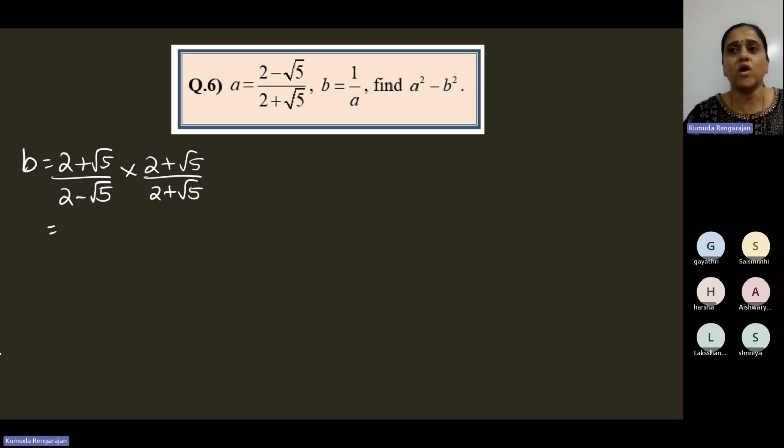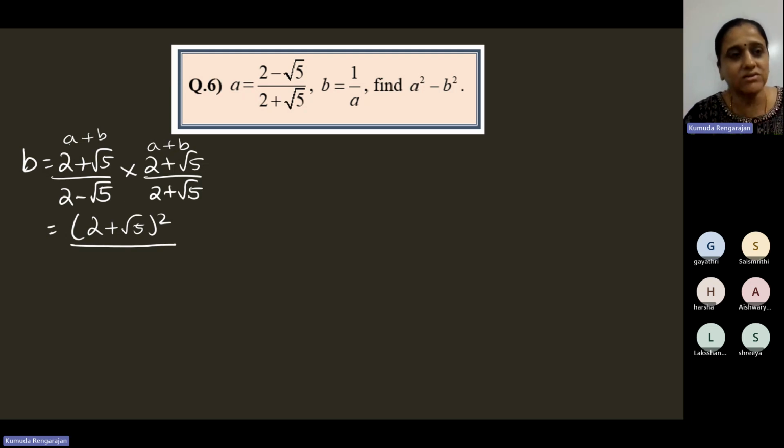The numerator is in the form A plus B into A plus B. What's A plus B into A plus B? A plus B the whole square. Okay, so 2 plus root 5 the whole square divided by the denominator.